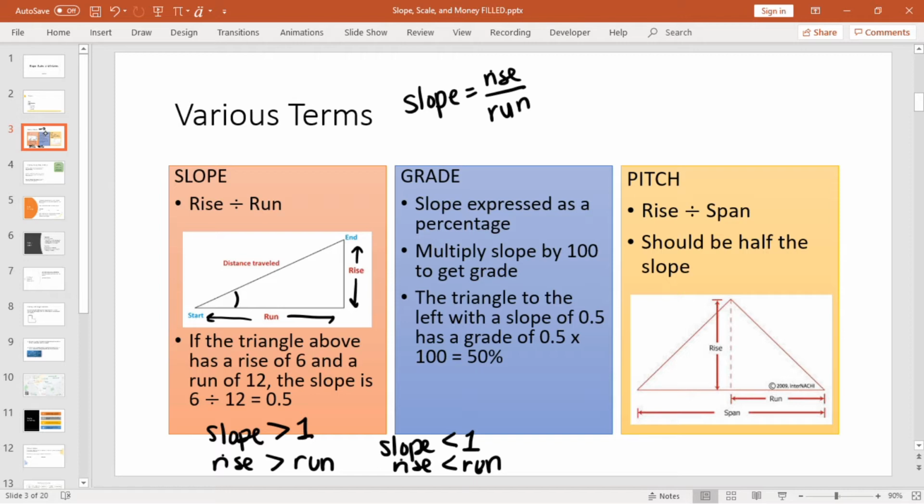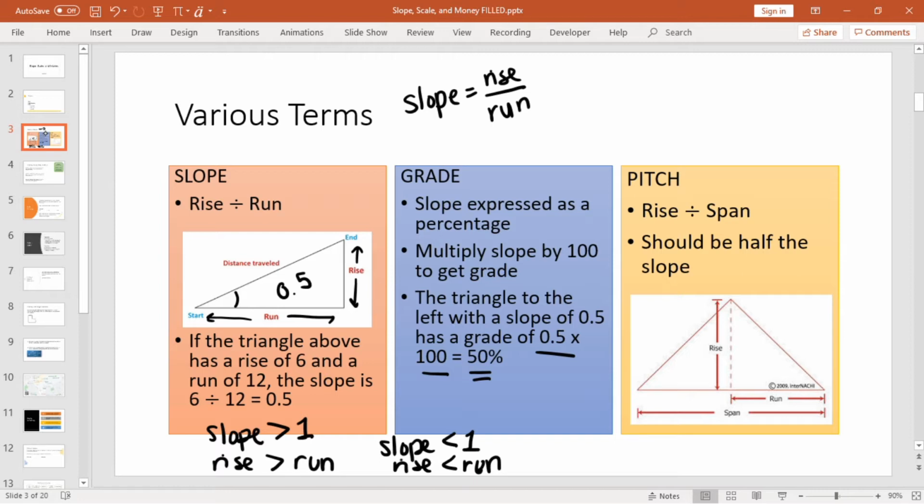And it's simple division. Now, if you want to talk about the grade, where you're saying it's a percent, then you are just going to multiply that slope by 100 to get the grade. So for our first example here, we had a slope of 0.5 when we divided 6, the rise, by 12, the run. So if I wanted to get a grade, here's the math: 0.5 times 100, that's a 50% grade, which is pretty unmanageable.